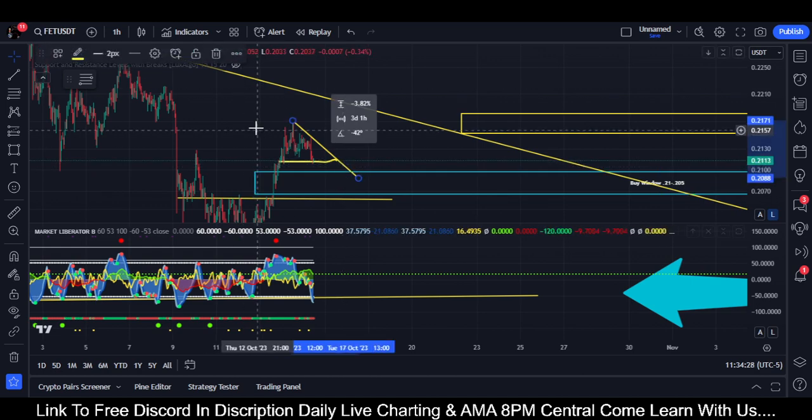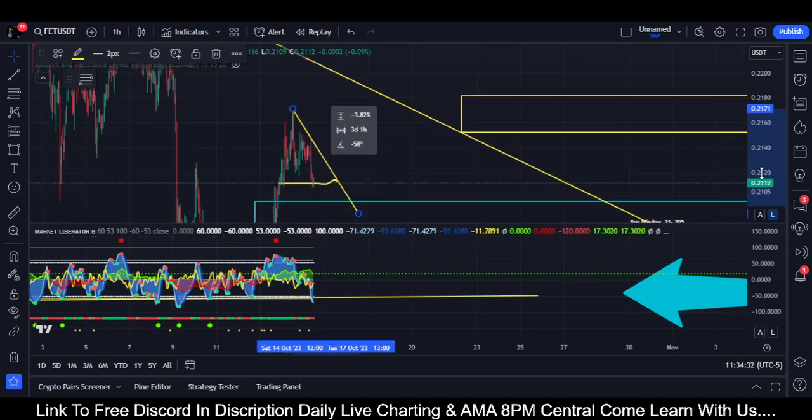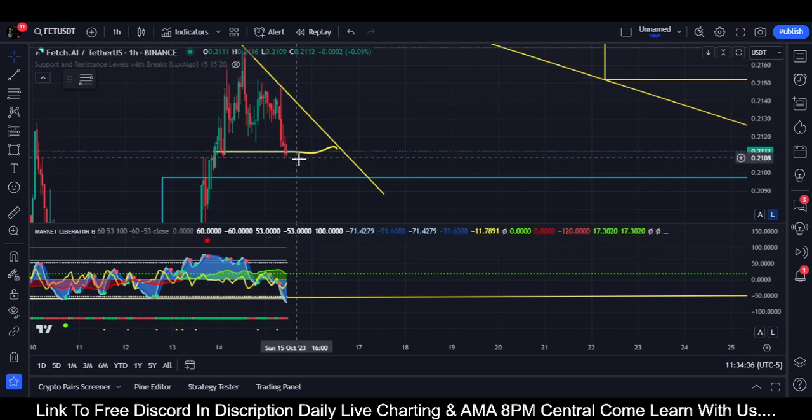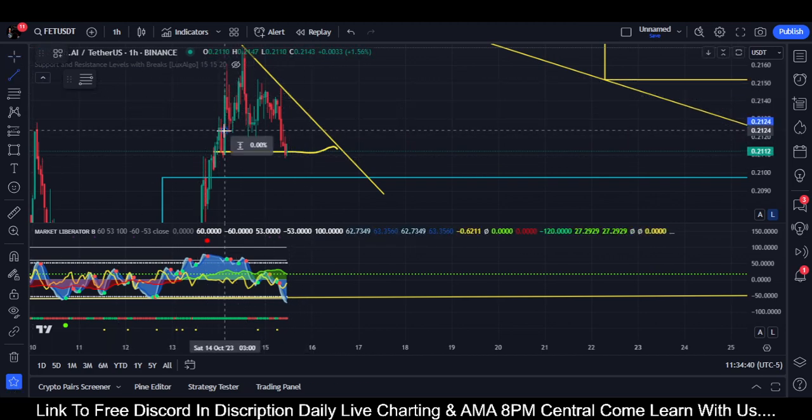So that's what we're looking for, and plus we're looking at the curvature of this downtrend. When will this little downtrend be exhausted? That is our entry point. And right now we're kind of forming a little bit of a wedge pattern.